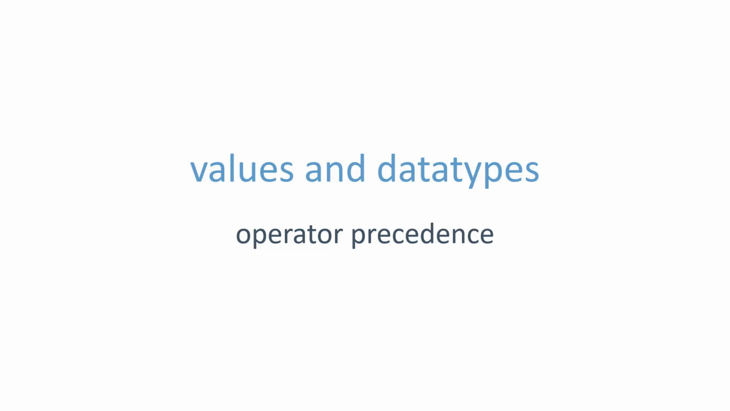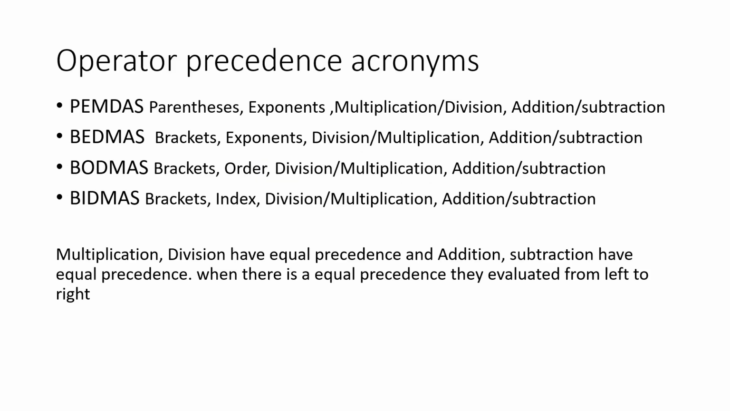Hi, in this session I'm going to explain operator precedence. There are so many acronyms available in Python. Just follow these acronyms. In these acronyms, multiplication and division have equal precedence. At the same time, addition and subtraction have equal precedence. When there is equal precedence, they are evaluated from left to right.